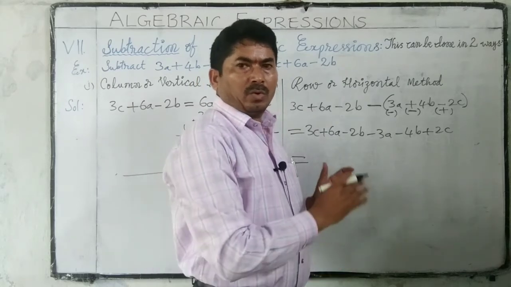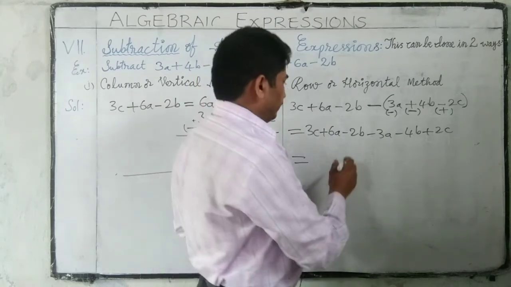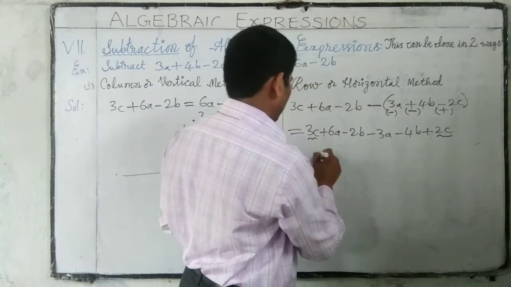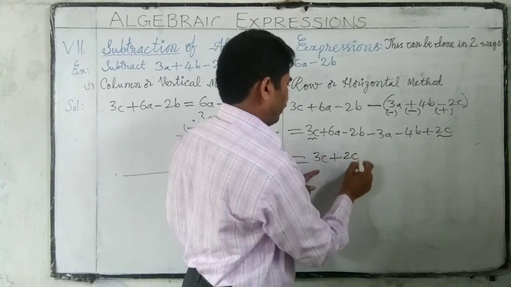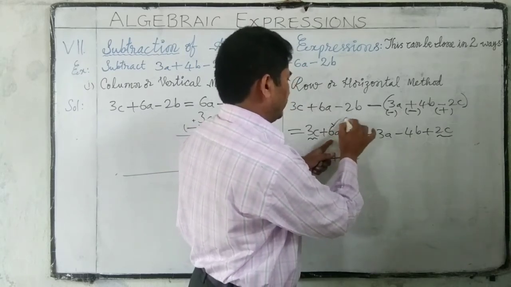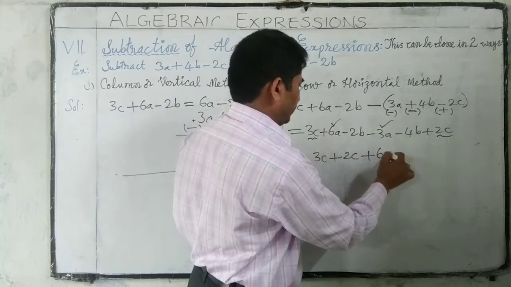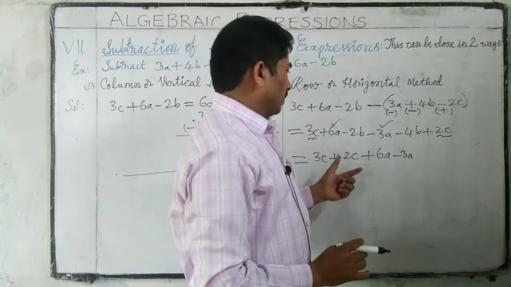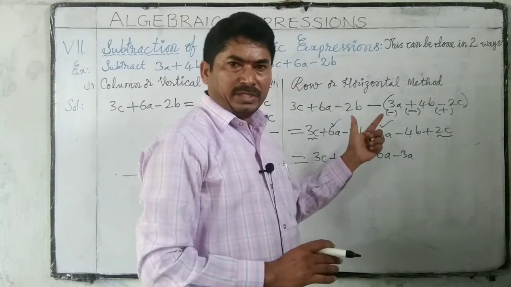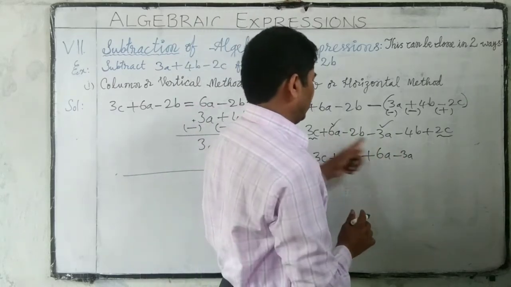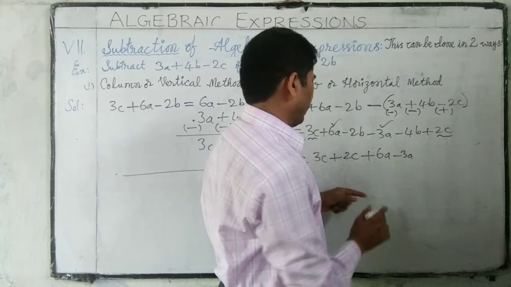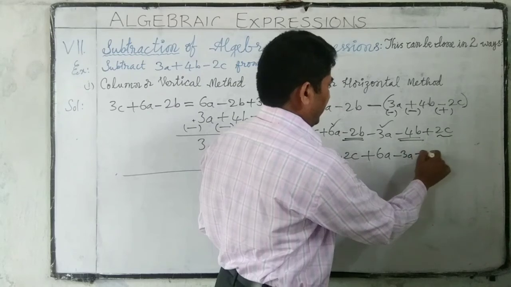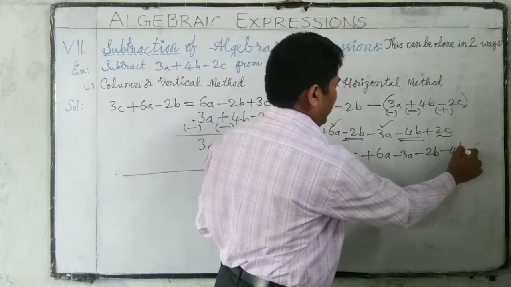Now group the like terms together. 3c, 2c: 3c plus 2c. Next 6a minus 3a. While writing these terms, we have to take those sign symbols also as they are. This minus 3a. So 6a minus 3a. Next minus 2b minus 4b.